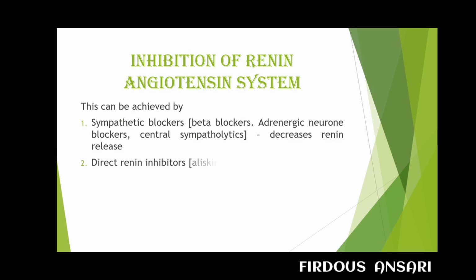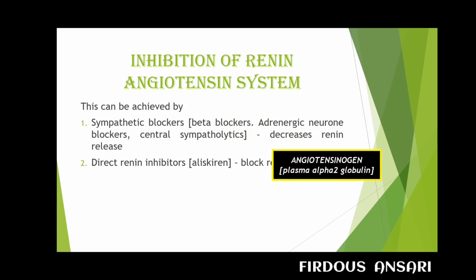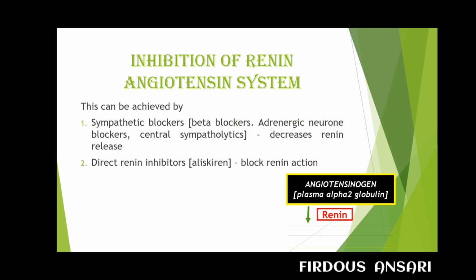Another class of drug is direct renin inhibitors. The example of drug is aliskiren. So we know angiotensinogen is converted into angiotensin 1 by the enzyme renin. So what will this drug aliskiren do? This aliskiren will inhibit this renin enzyme. When renin is inhibited, then there won't be conversion of angiotensinogen to angiotensin 1, and therefore no question of angiotensin 2 or its kind of action. Okay, so this is the second method by which we can inhibit this renin-angiotensin system.